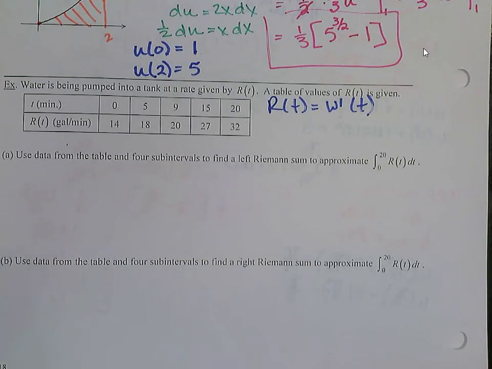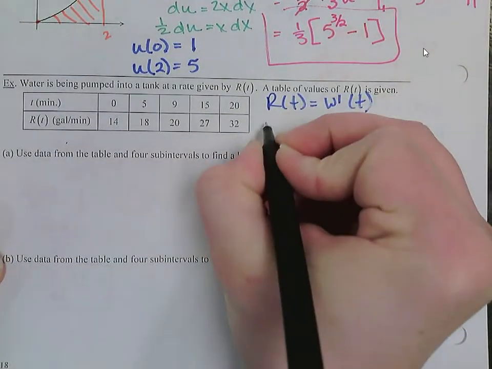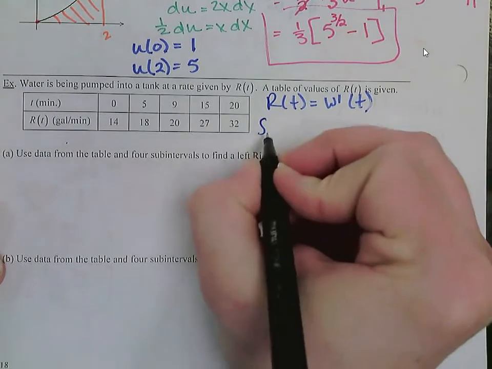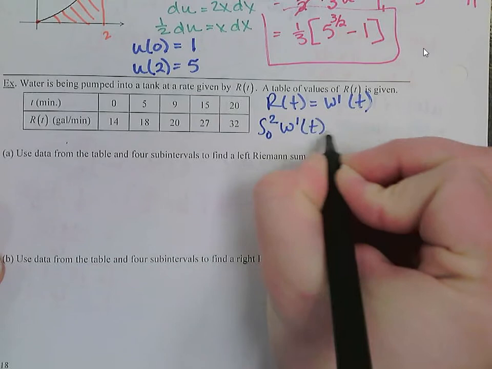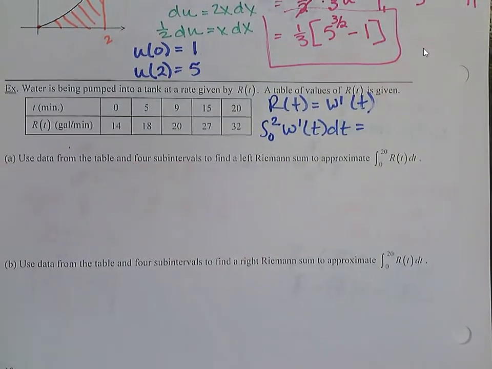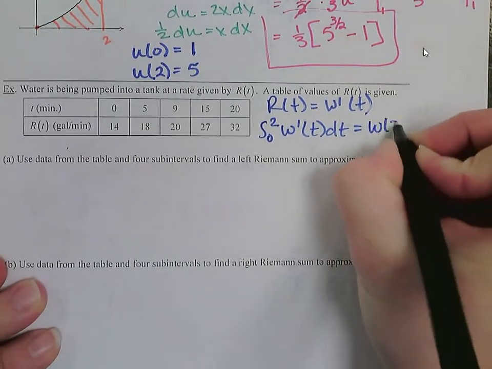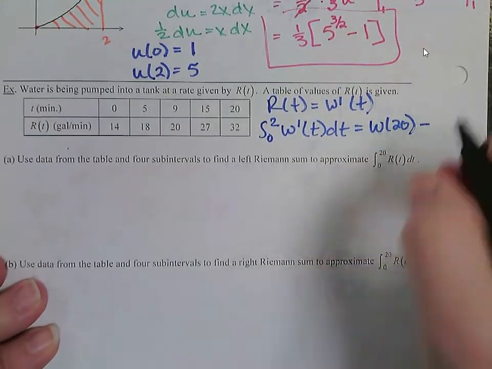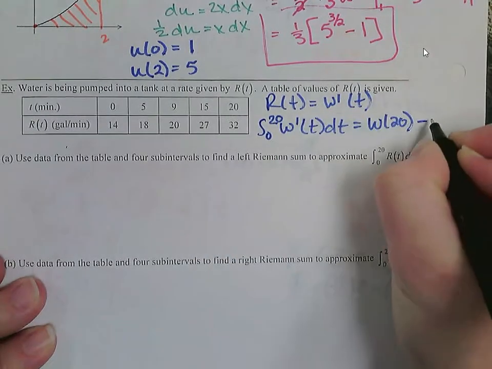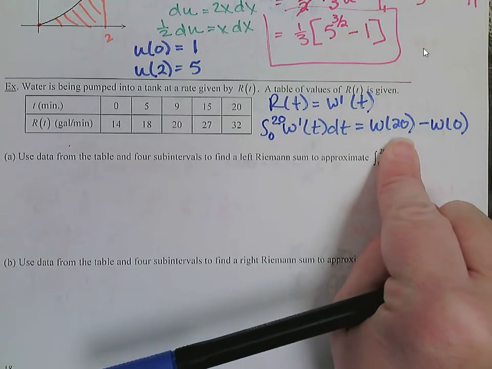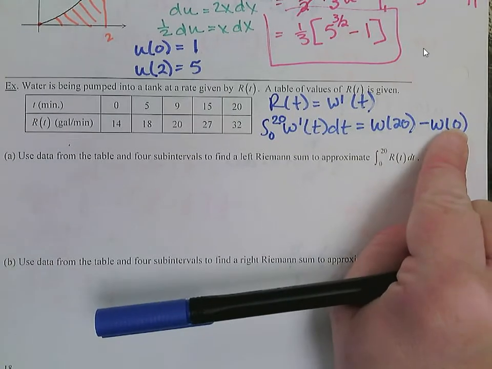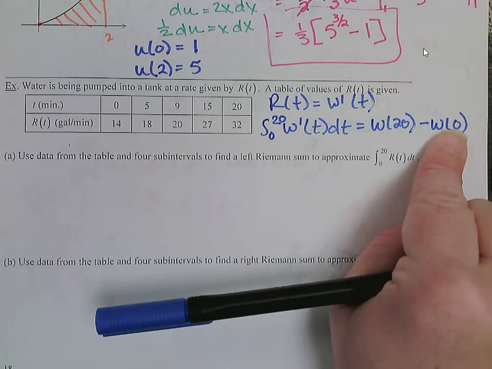So if I integrate R of t, the integral of R of t from 0 to 20 is the same thing as the integral of W prime of t from 0 to 20. And according to the fundamental theorem, that's equal to W at 20 minus W at 0. The amount of water in the tank after 20 minutes minus the amount of water in the tank at 0 minutes, which verifies what we had talked about before.